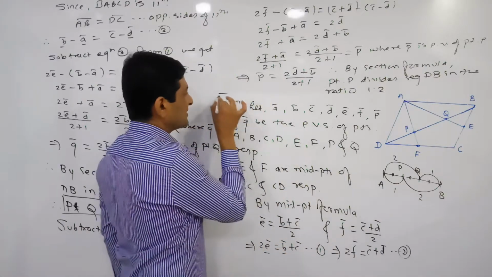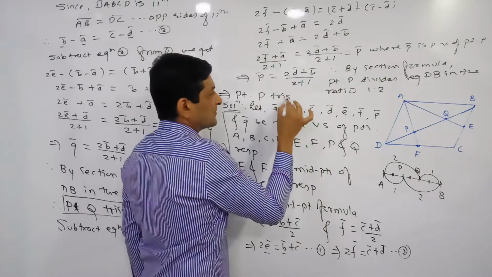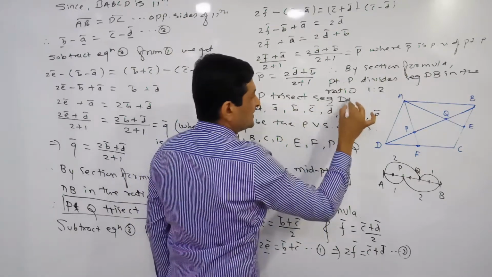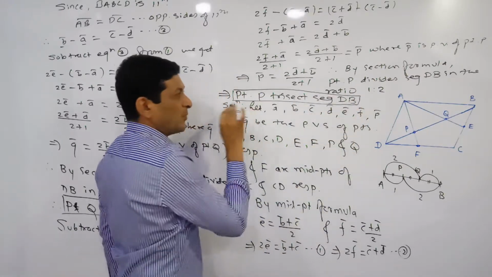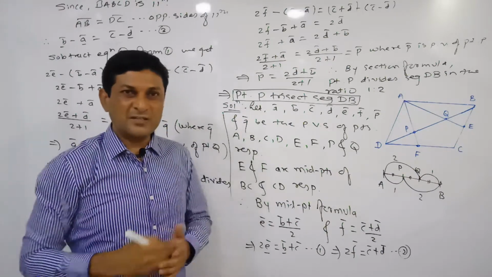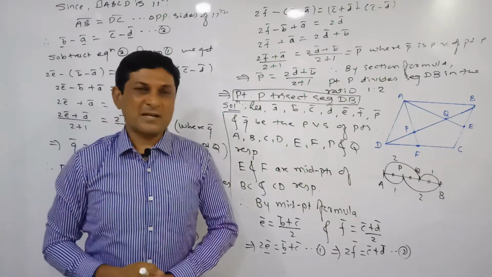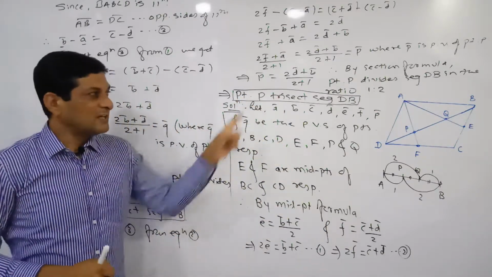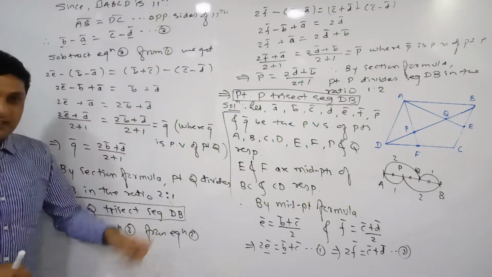So this implies that point P trisects the segment, which segment? DB. And that is what we have to prove. Hope the idea about how to show that a point trisects a segment is clear. If the point divides the given segment in the ratio 1:2 or 2:1, then we can say that the point trisects the given segment. In this way we have got both results: point P also trisects the segment DB and point Q also trisects the segment DB.